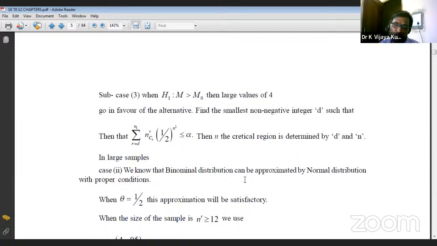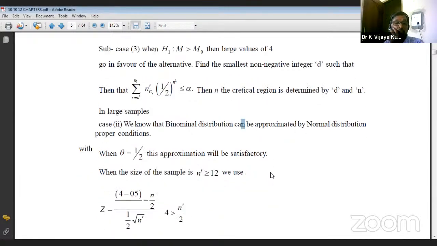Can anyone tell me what the binomial distribution is? What is the normal distribution? Am I audible? So the binomial distribution has two parameters.